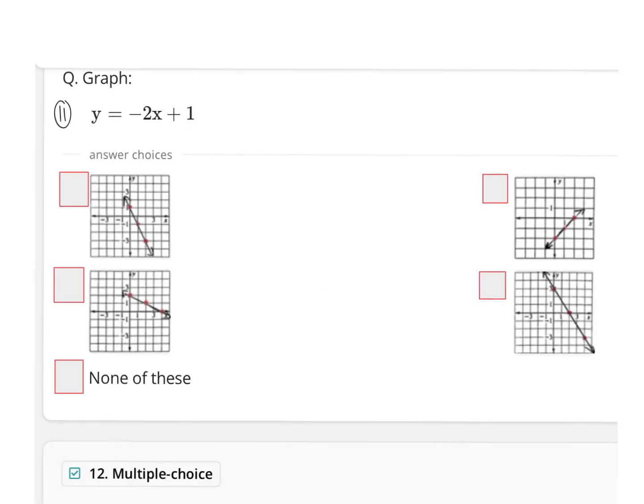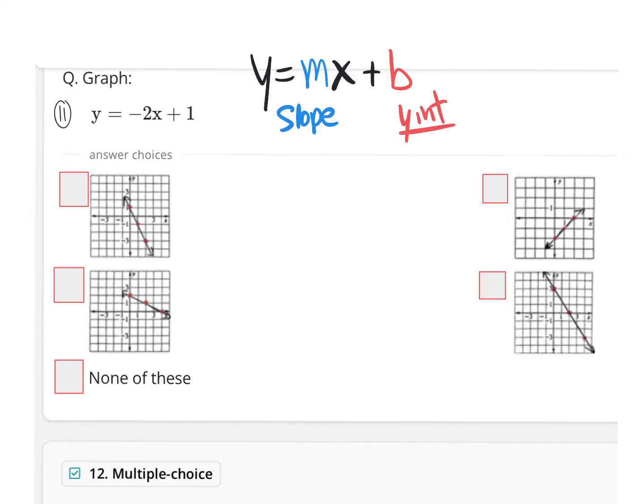Here's another equation that's in slope-intercept form, y equals mx plus b. And again, the reason they call it slope-intercept form is because the m is the slope and the b is the y-intercept. So it's pretty clear right here, the slope is negative 2, and you want it to look like a fraction, so you could put it over 1.